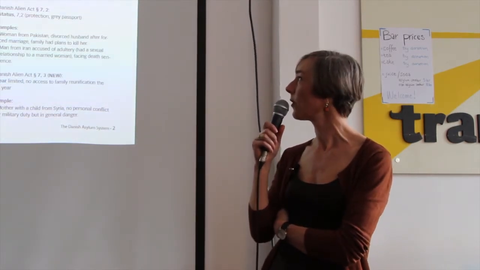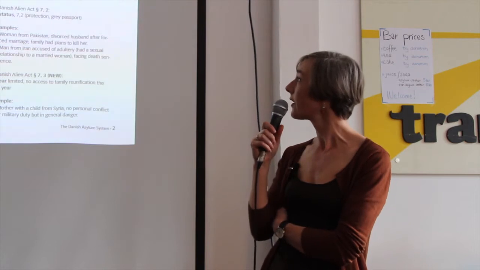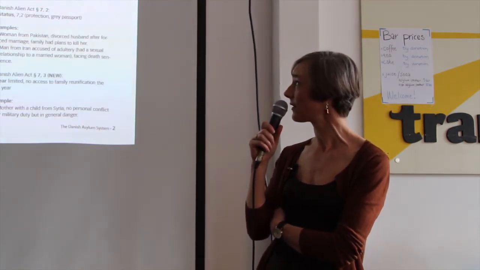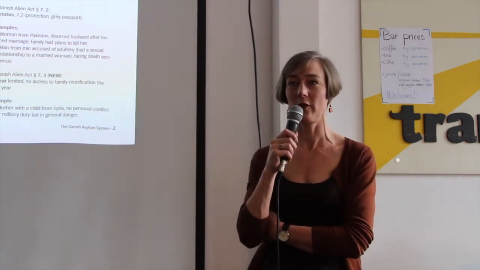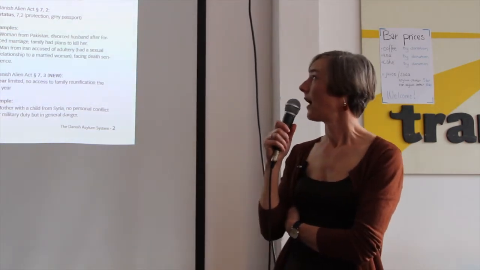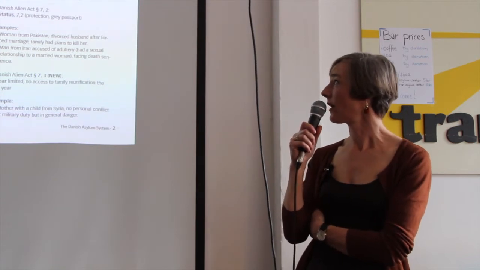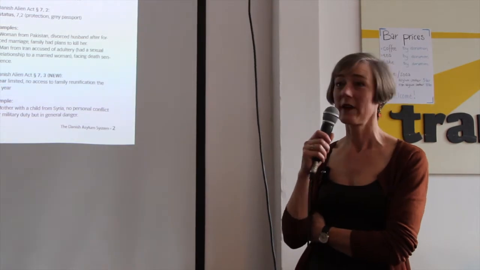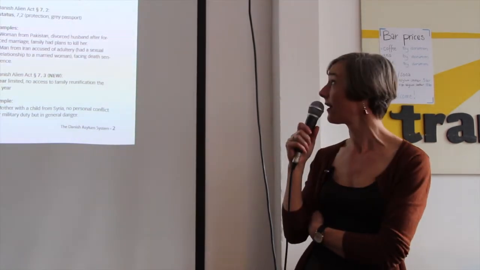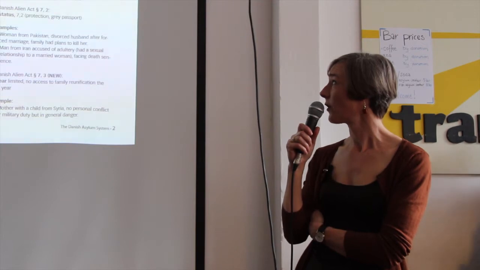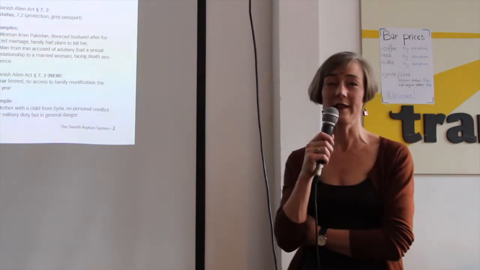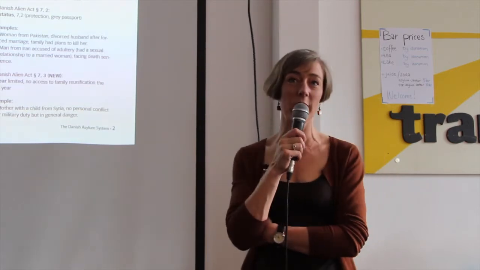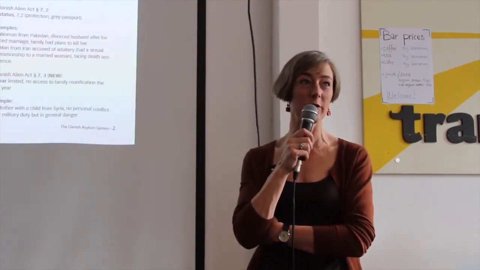Examples of that could be a woman from Pakistan who was forced to marry a man and divorced him against the family's wishes, and the family had plans to kill her for that. It could also be a man from Iran who was accused of adultery because he had a sexual relationship with a married woman. They would both face death sentence in Iran. So these 2 cases would not be classic asylum persecution, but they would still face inhuman treatment.